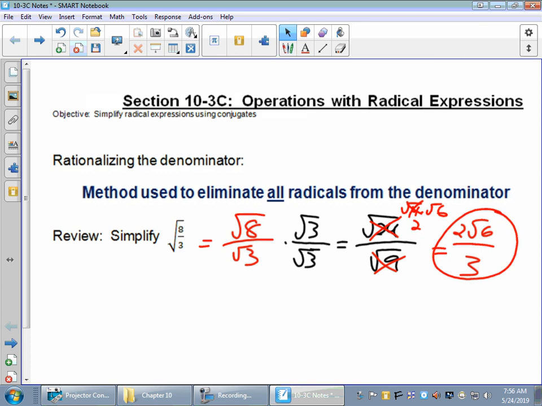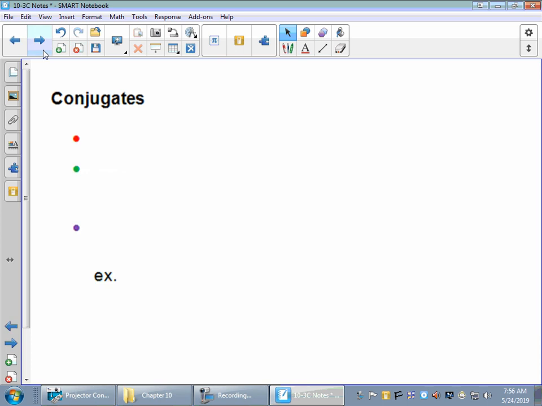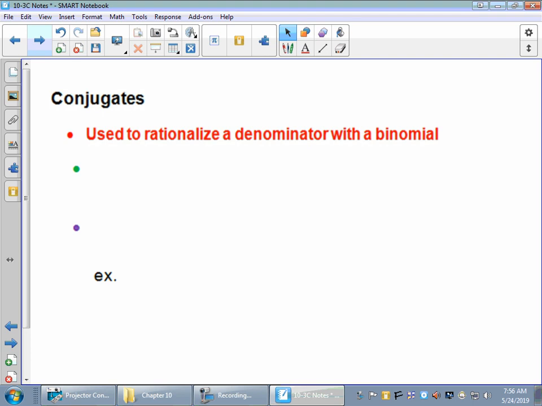But what if we have a situation where the denominator is not just one radical, as in this case? What if there's more than one? Or what if there's more than one term? Okay, what if it's a binomial down there? So what we end up doing is using a conjugate. Okay, so what is the conjugate? Well, we use these to rationalize the denominator with a binomial.